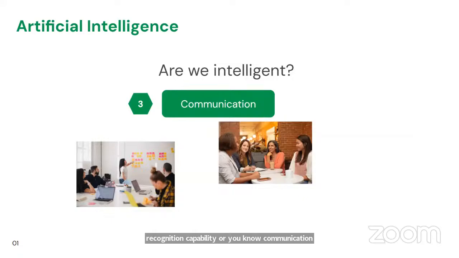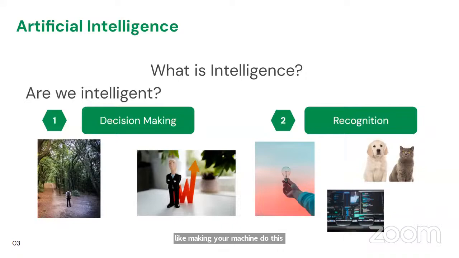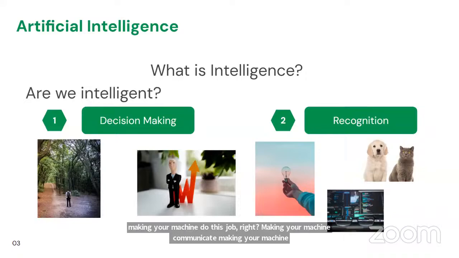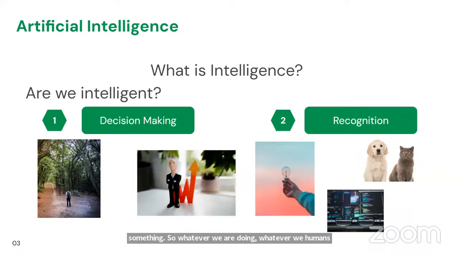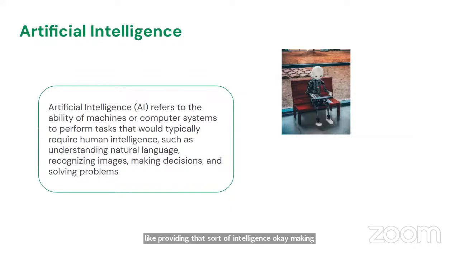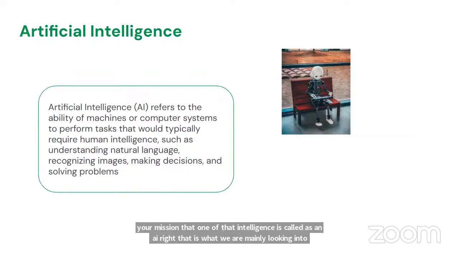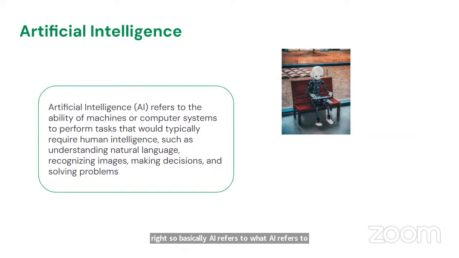Now, applying that means making your machine do this job, right? Making your machine communicate, making your machine make decisions, making your machine recognize something. Whatever we humans are capable of, providing that sort of intelligence, making your machine that intelligent is called AI. So AI refers to a machine behaving like a human, mimicking the human brain or human behavior, understanding natural language, understanding what it is seeing in its surroundings. That is what AI is all about.